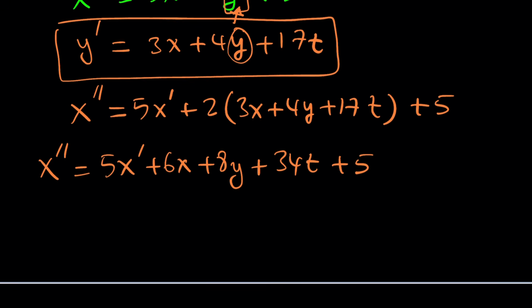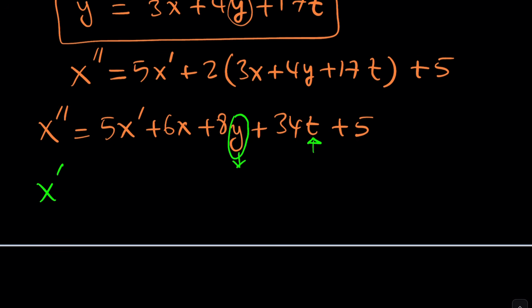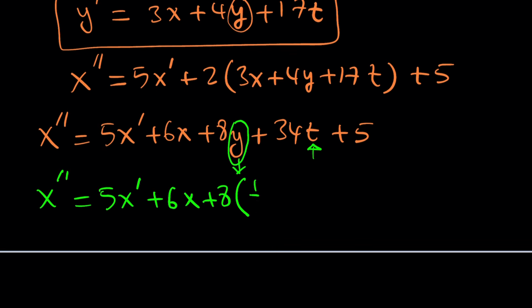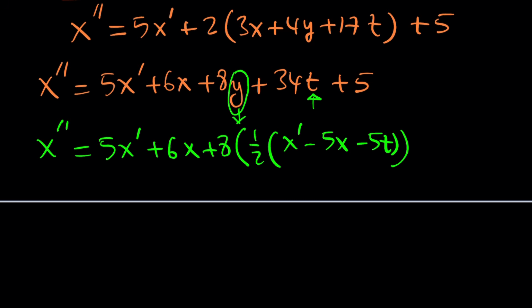All right, great. Now, we're going to go ahead and replace the only thing that doesn't depend on x, because again, x is a function of t, so t is okay, but we want to change this y and turn it into x. And we can do that by using what we just found. Remember, we were able to isolate y, so now we're going to replace y with that. Of course, don't forget the 8. We're going to replace y with 1/2 of x prime minus 5x minus 5t, and then plus 34t plus 5.